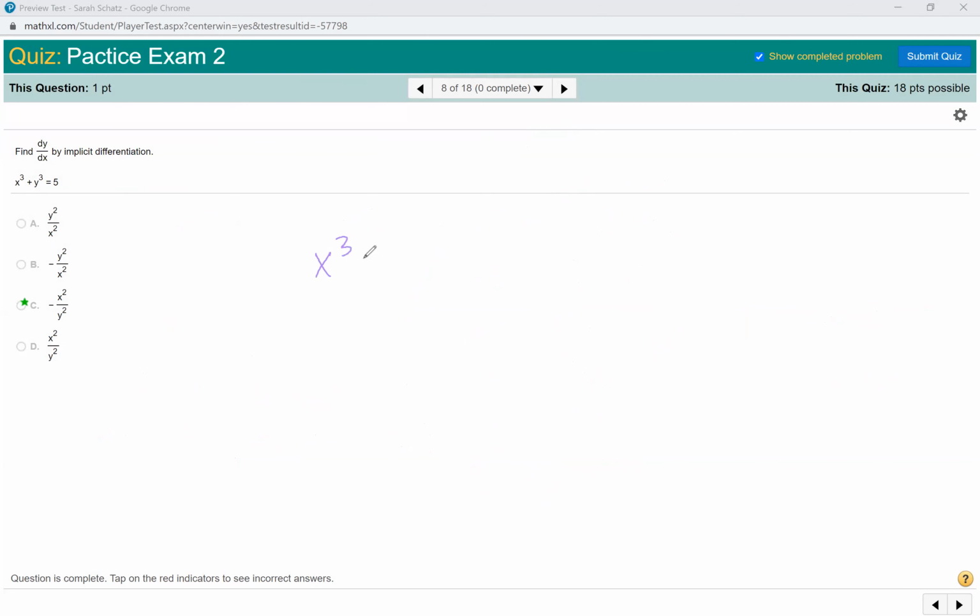x cubed plus y cubed equals 5. We want to do implicit. Remember implicit, you take the derivative of everything. So we're going to have 3x squared. Remember, y works the same as x for the most part, plus 3y squared dy dx equals 0.